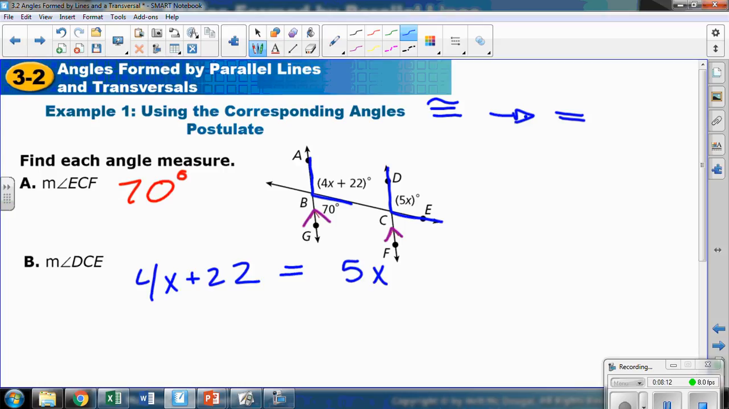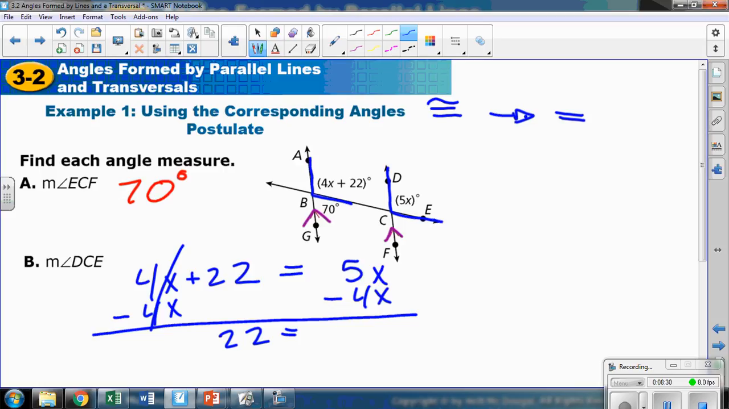Now we are back to algebra 1. Solve the equation and we've got our answer. Minus 4x, minus 4x, and we'd get 22 is equal to x.